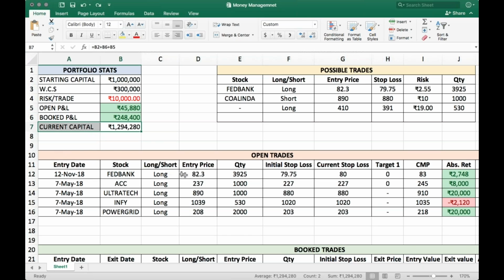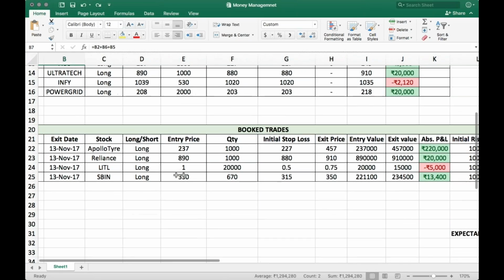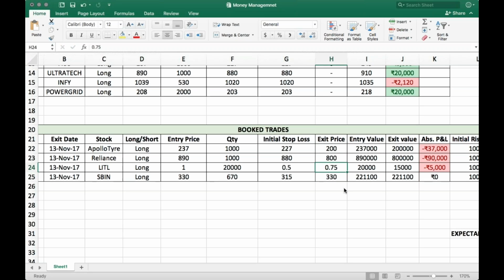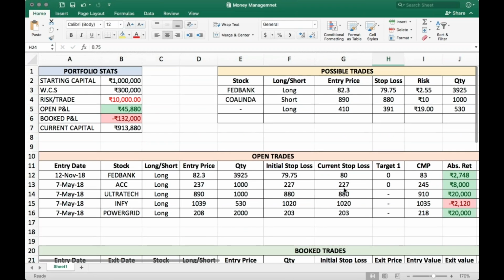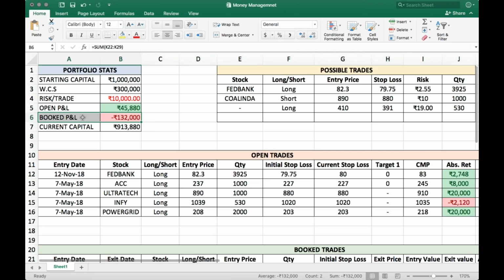The realistic which you have faced. Let's turn Apollo Tyres: 237 entry, exit price, let's make it 200. Let's make Reliance 890 to 800, and let's make 330 to 330. Now what I've done, I've purposely turned this negative, and now your 10 lakhs have come down to 9.1 lakhs. This is not a good performance. Earlier one was a better performance.